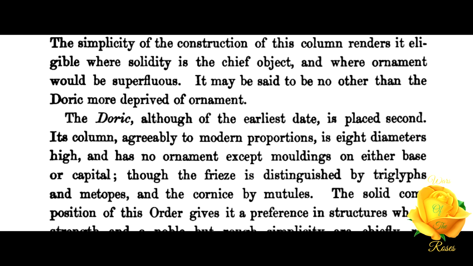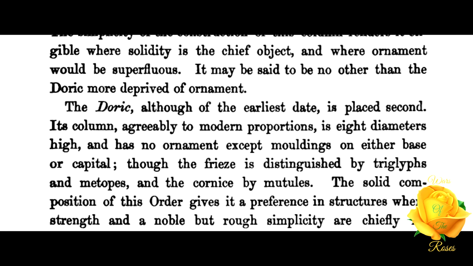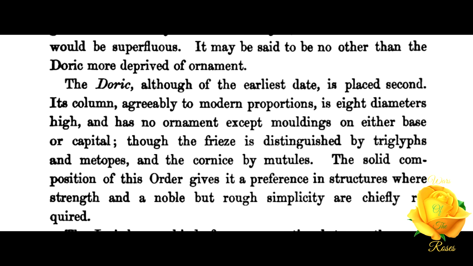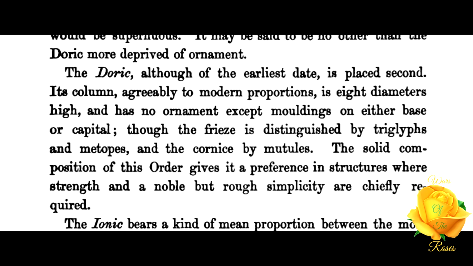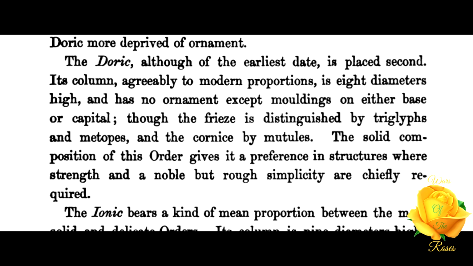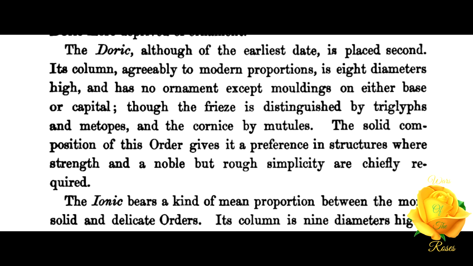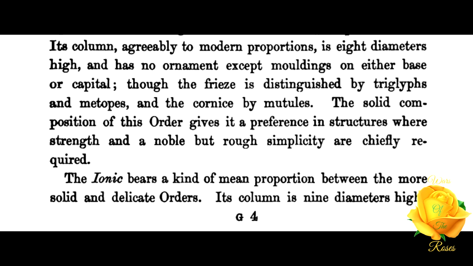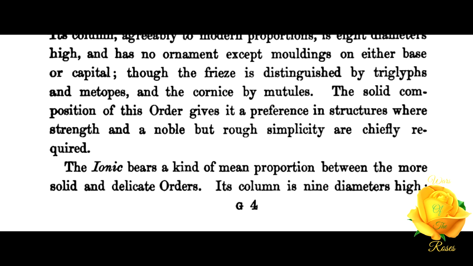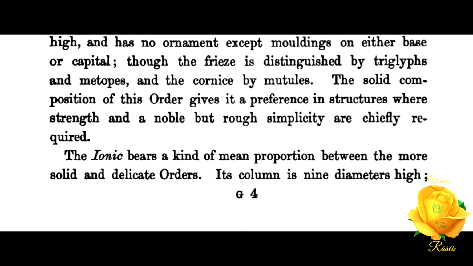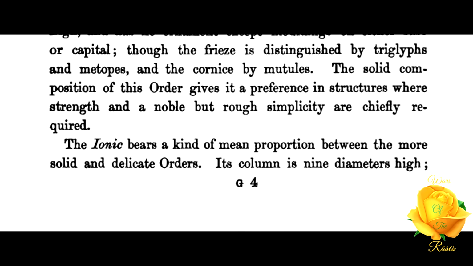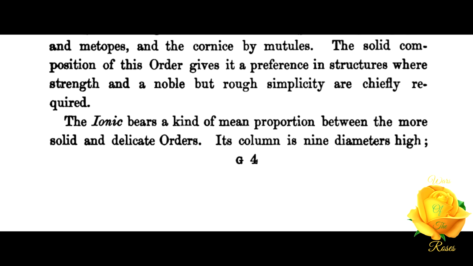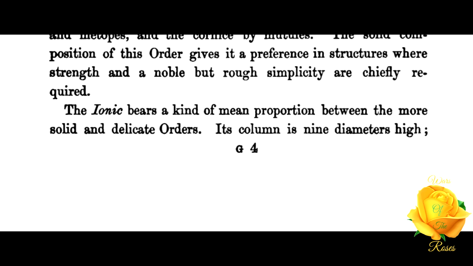deprived of ornament. The Doric, although of the earliest date, is placed second. Its column, agreeably to modern proportions, is 8 diameters high and has no ornament except mouldings on either base or capital, though the frieze is distinguished by triglyphs and metopes and the cornice by mutules. The solid composition of this order gives it a preference in structures where strength and a noble but rough simplicity are chiefly required.